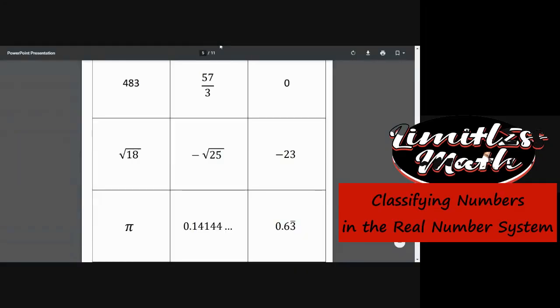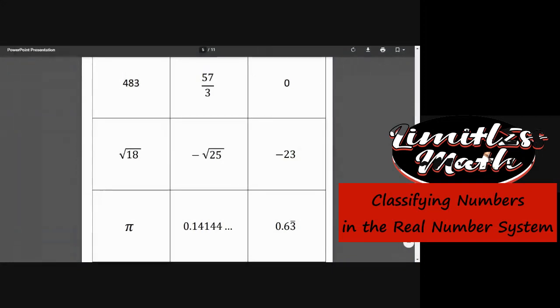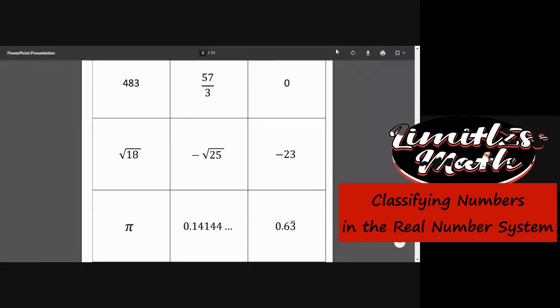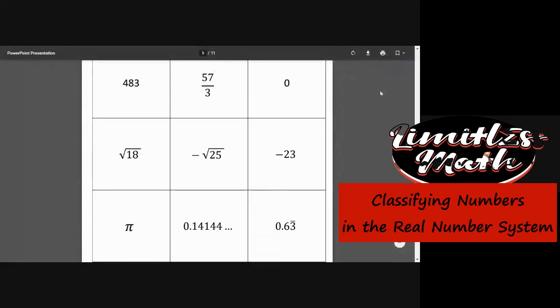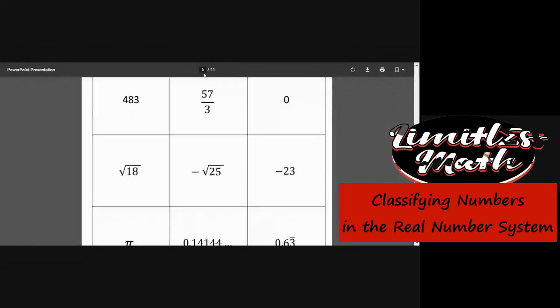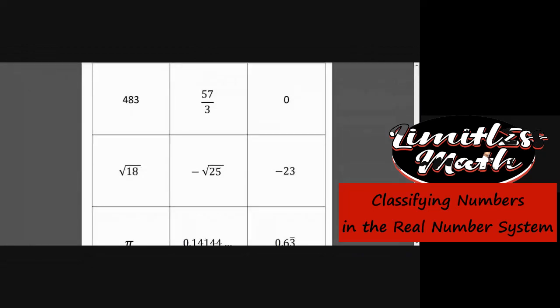Rational means that you can make a fraction out of it. All you have to do to make a fraction is put a 1 under it. So 483 over 1, boom, is a fraction. That makes it rational. Now, if something is rational, it can't be irrational. You can't have it both ways. If you decide that something is rational, that's it.